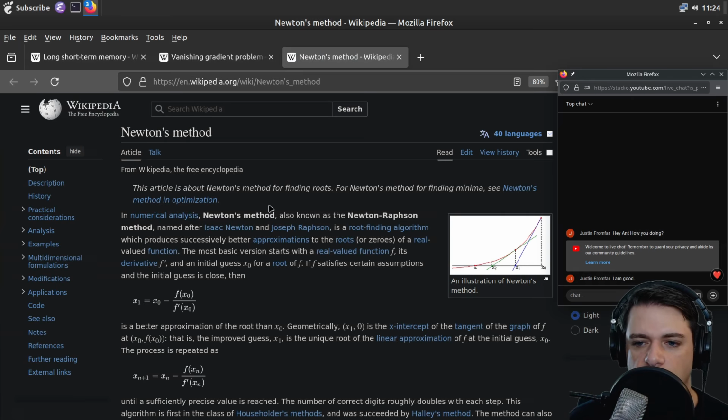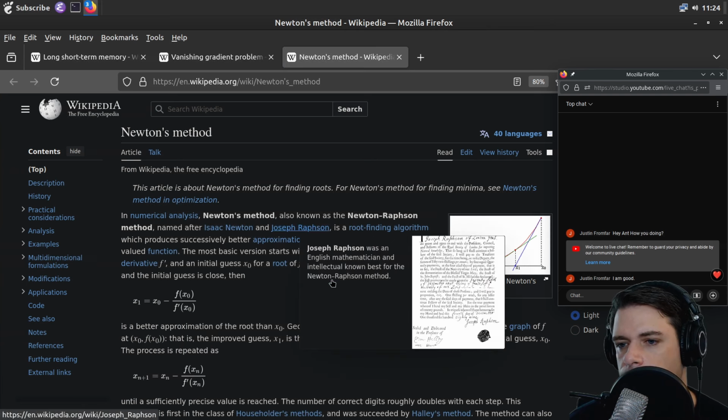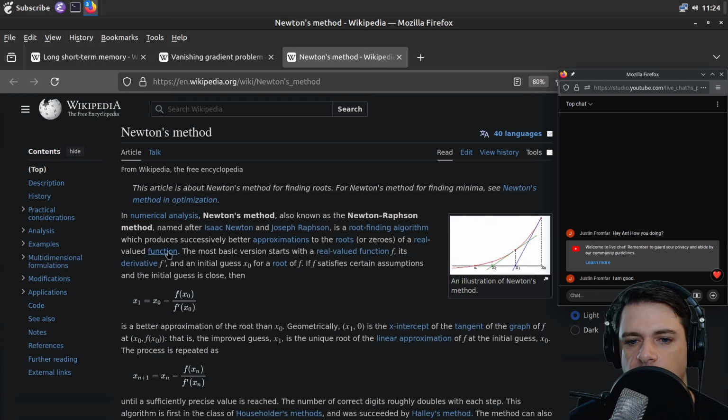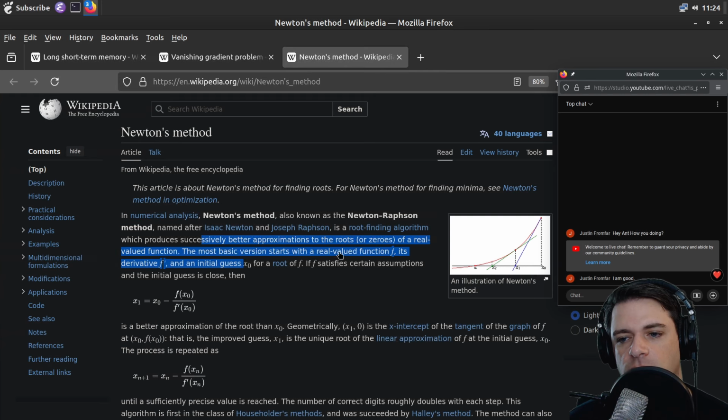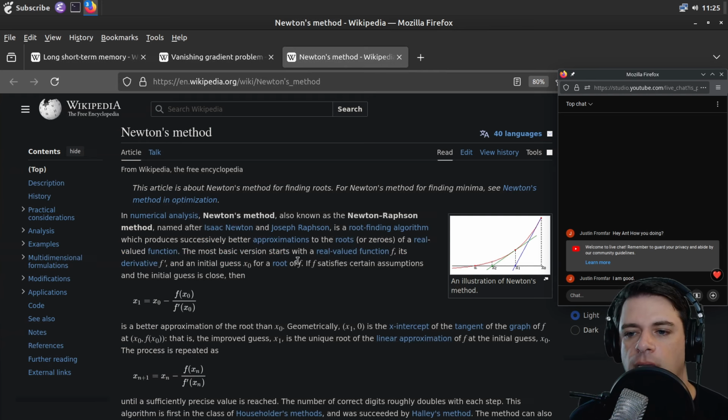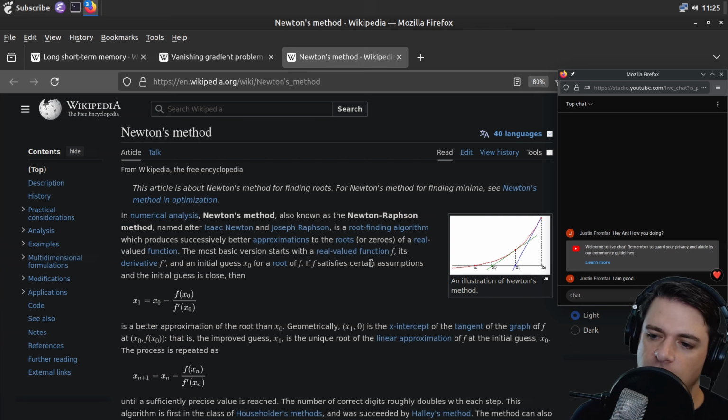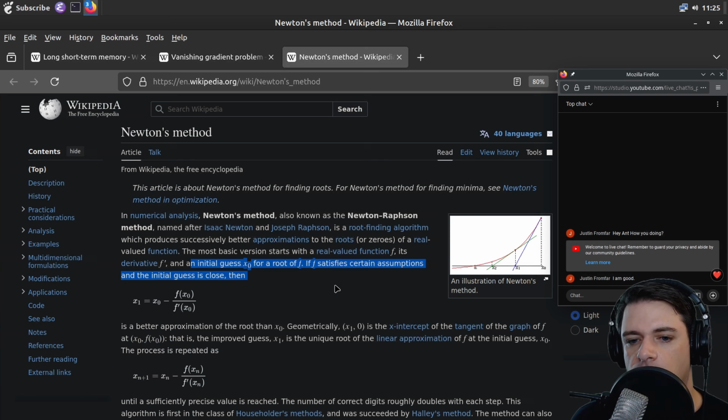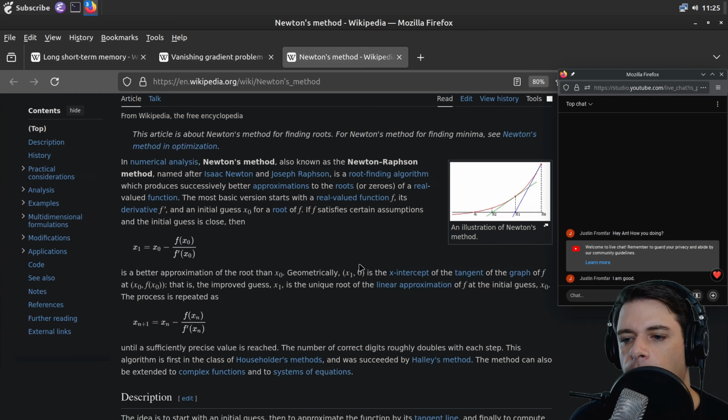In numerical analysis, Newton's method, named after Newton and Raphson. I forgot about Raphson. Is a root finding algorithm that produces successively better approximations to the roots of a real valued function. The most basic version starts with a real valued function f, its derivative f prime, and an initial guess x0 for a root of f. And so we set the guess x1 to the initial guess, and we're going to subtract off the quotient of f with its derivative. Geometrically, x1 is the x-intercept of the tangent of the graph of f.